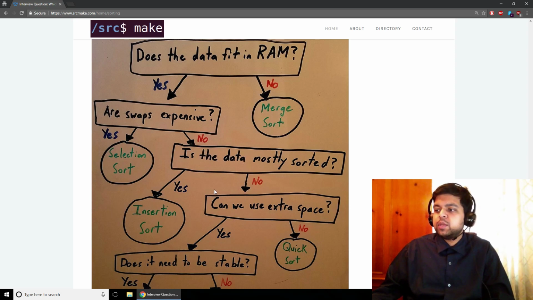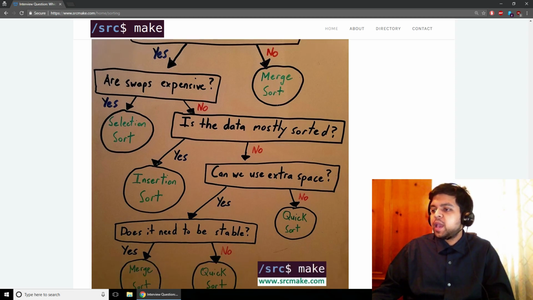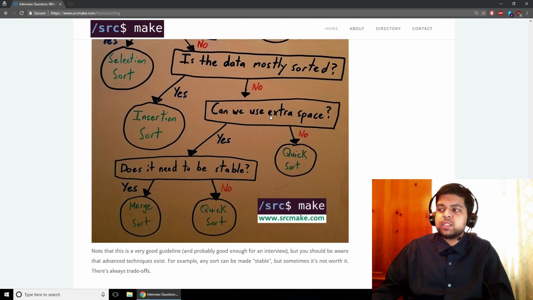But if not, then we should ask the next question: can we use extra space? Sometimes you don't have this luxury. If you can't use extra space, then quicksort is what you should use. And if you can use extra space, then we should ask the question, does it need to be stable? If the answer is no, it doesn't need to be stable, then quicksort is usually quicker, so we should use that. And if it does need to be stable, then the simple answer is just to use merge sort.